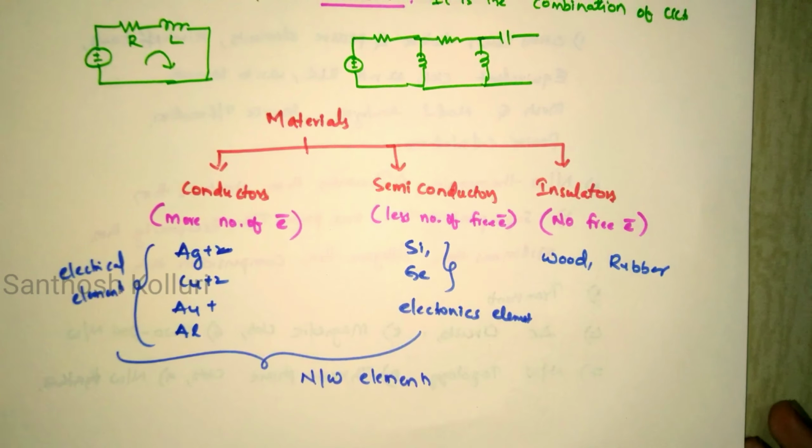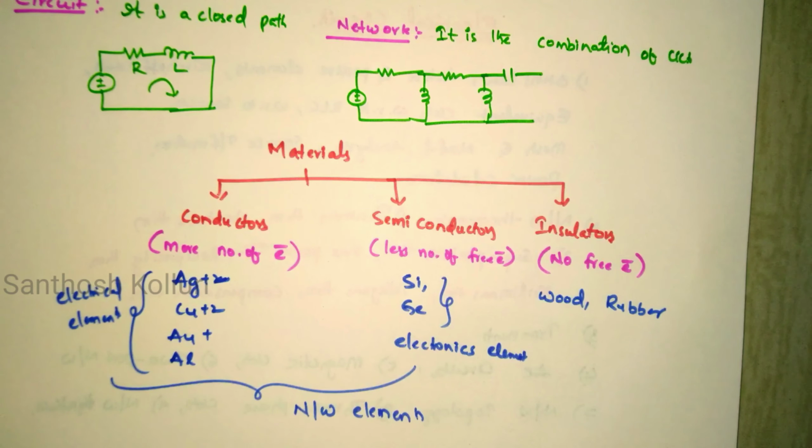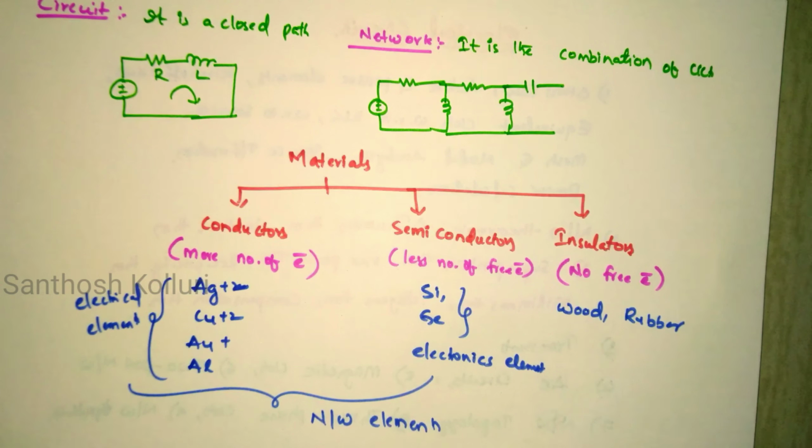So based on the free electrons available in the valence shell, materials are classified into three types: conductors, semiconductors, insulators. Conductors have more free electrons, semiconductors have fewer, and insulators have none. Examples of conductors are Ag, Cu, Au, and Al. Examples of semiconductors are silicon and germanium, called electronics elements, and insulators are wood and rubber. The combination of electrical elements and electronics elements is called network elements.